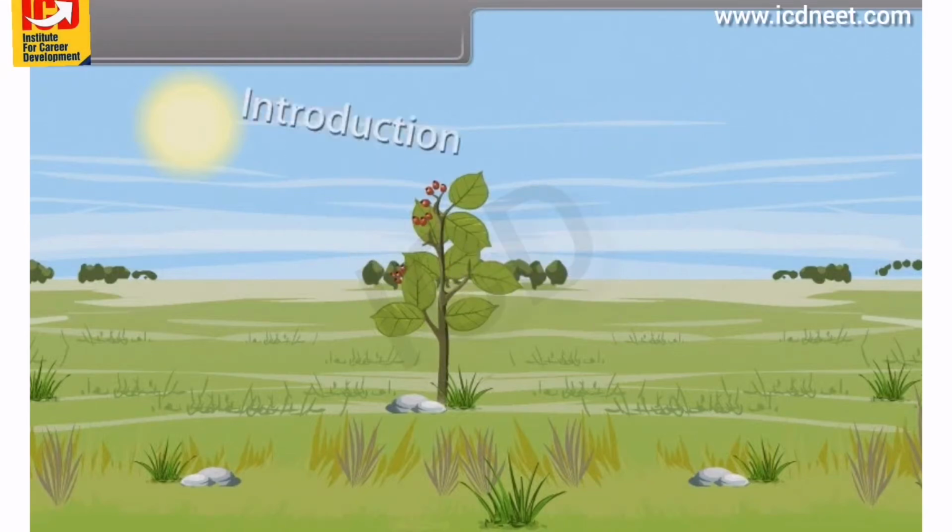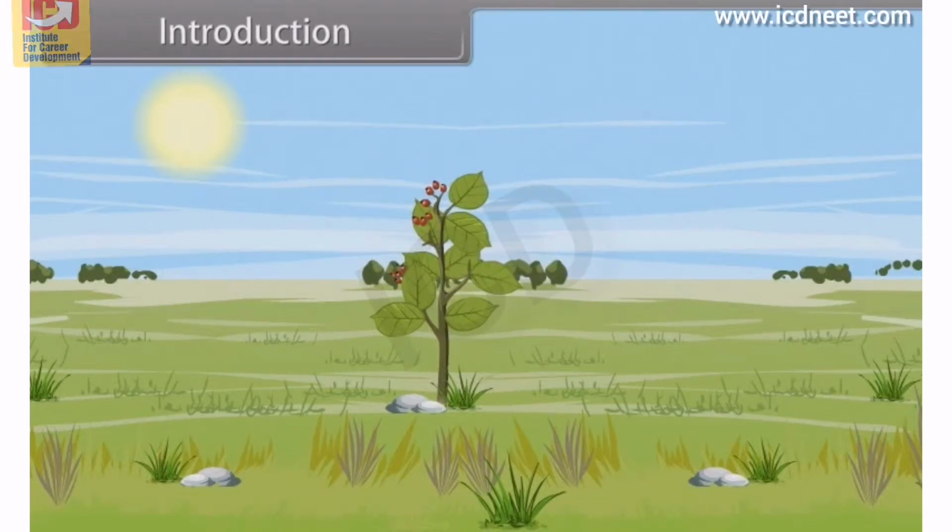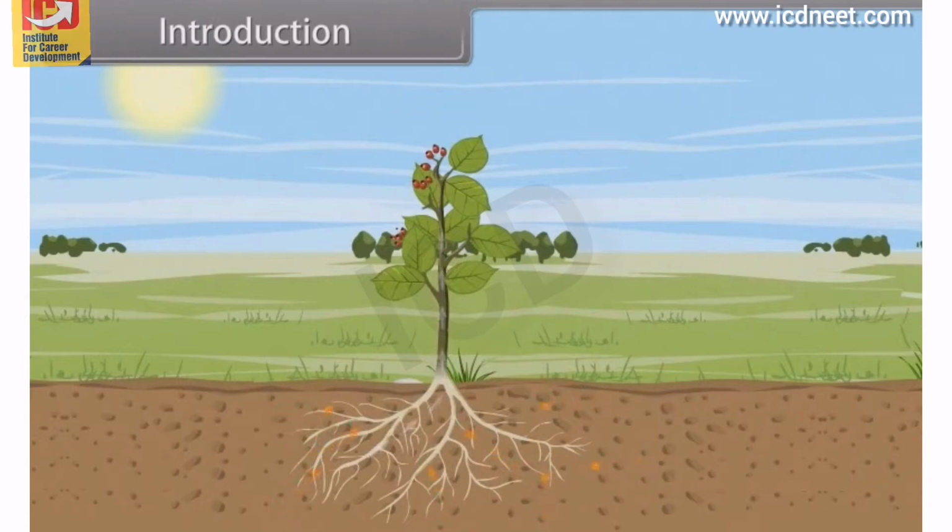Introduction. Hey kids, we have learned so many things about plants. Now we are going to learn about mineral nutrients for growth and development and to perform other essential activities for plants. A plant takes most of the nutrients required for metabolic and other activities from the soil.